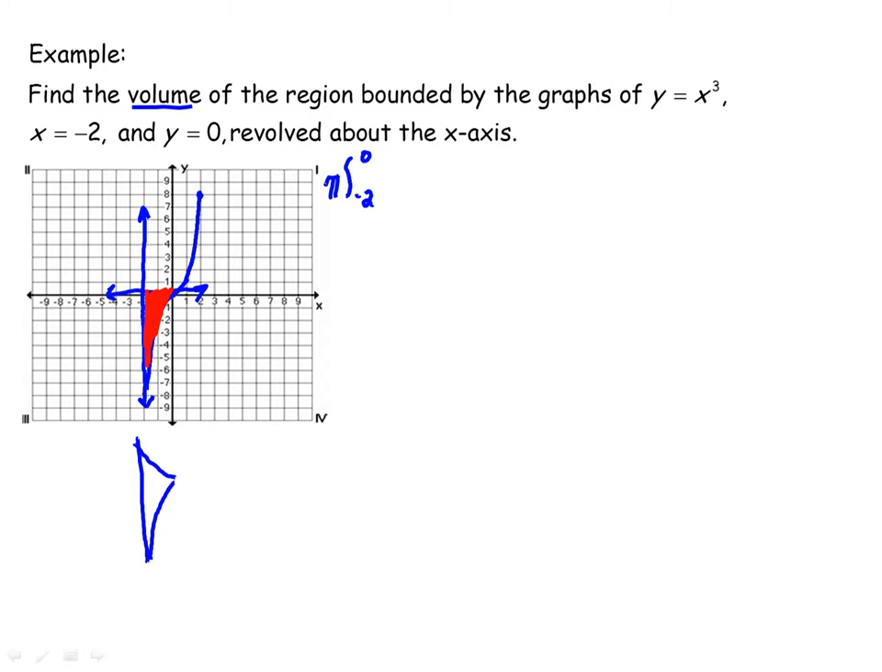So when we set this up, right minus left, what are we going to have? Which graph is the one on the right? All right, so we'll have x to the 3rd minus what?